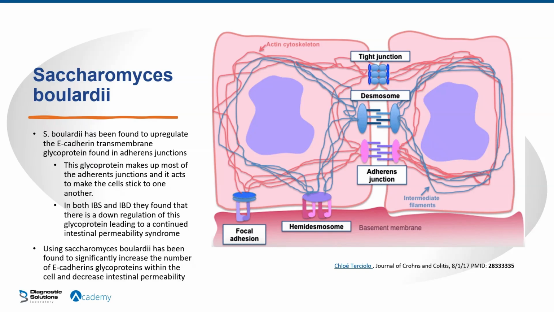Saccharomyces boulardii has been found to upregulate the E-cadherin transmembrane glycoprotein found in the adherens junctions. In both IBS and IBD, these junctions were found to be downregulated, and that leads to intestinal permeability. Saccharomyces boulardii has been found to significantly increase the amount of E-cadherin glycoproteins within the cell and decrease intestinal permeability.